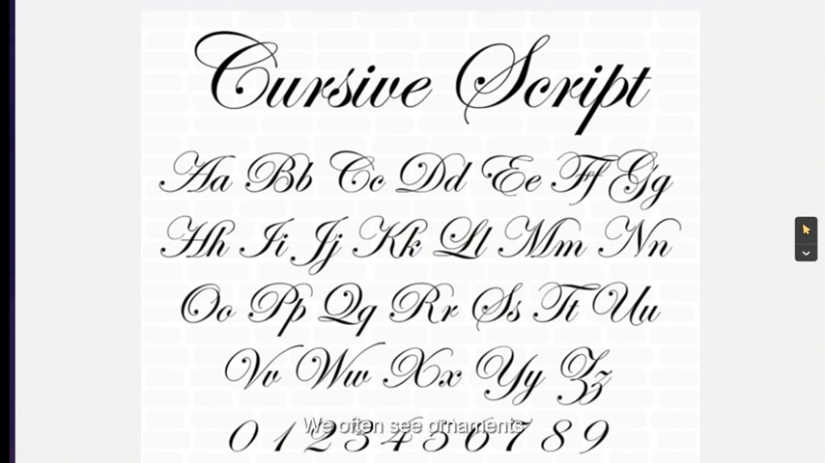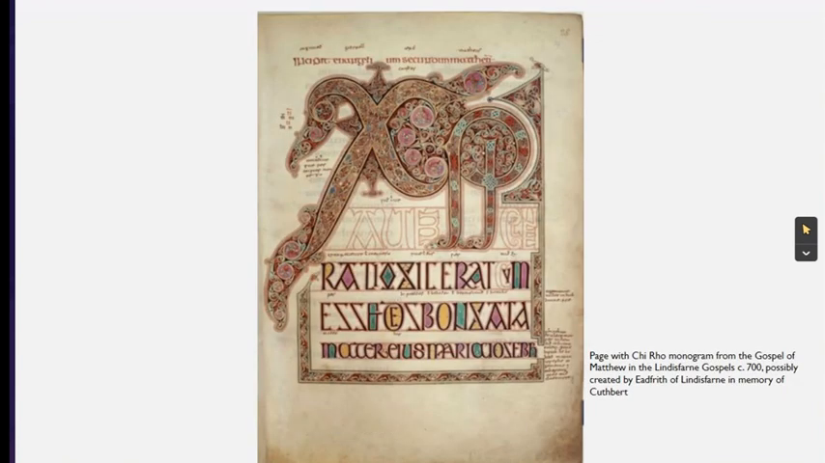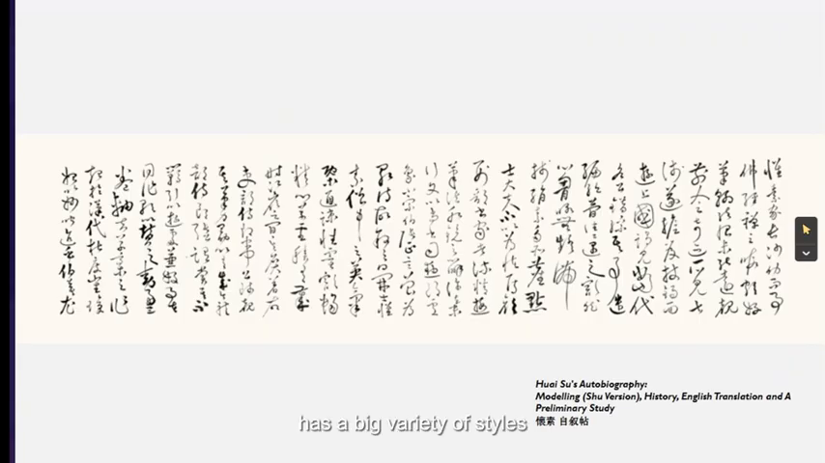We often see ornaments in the initials. Strictly speaking, they are not part of the writing text, but a decoration. Chinese calligraphic art, on the other hand, has a big variety of styles.